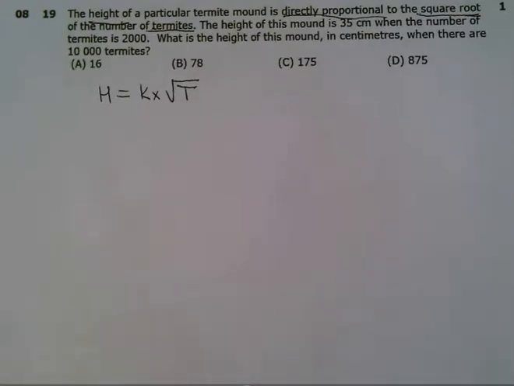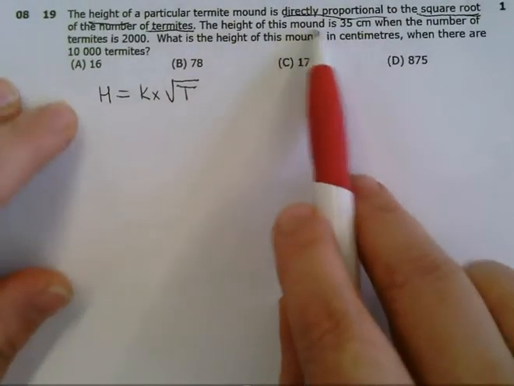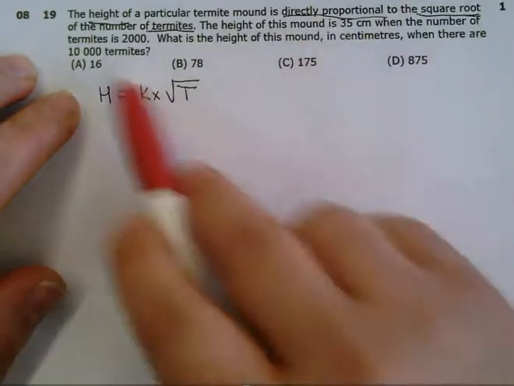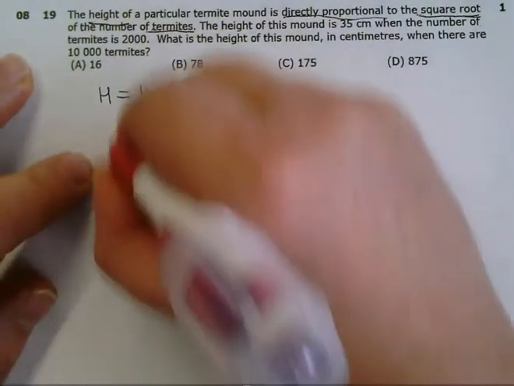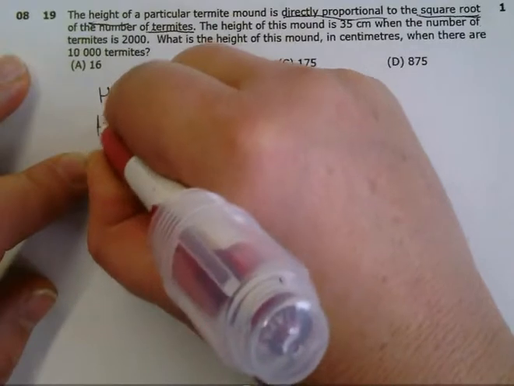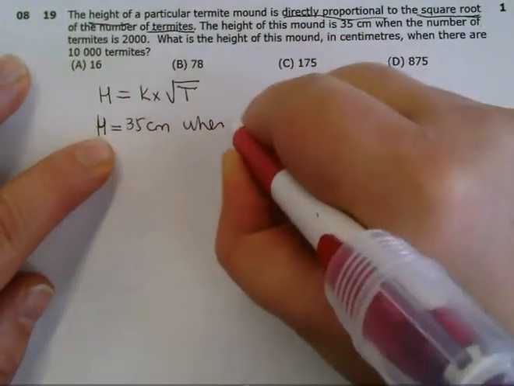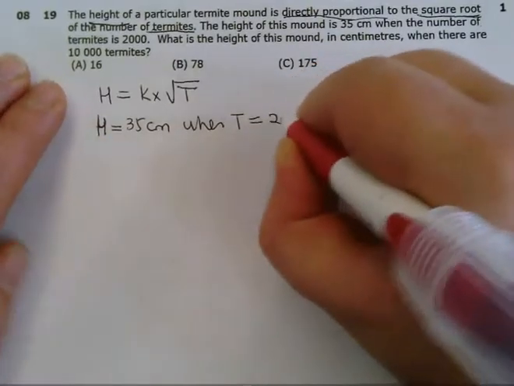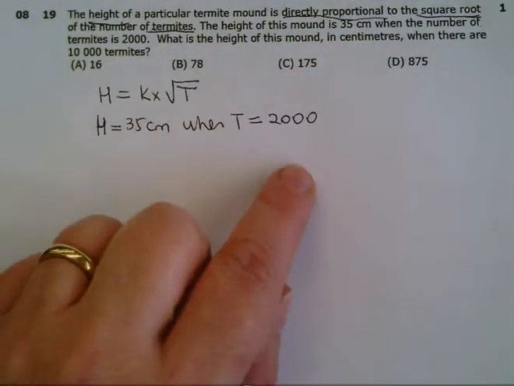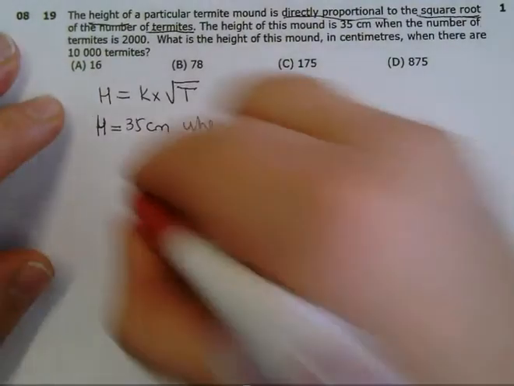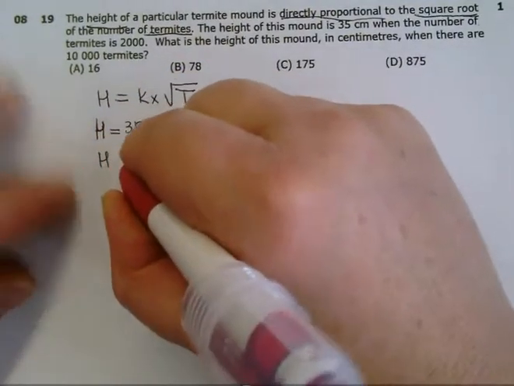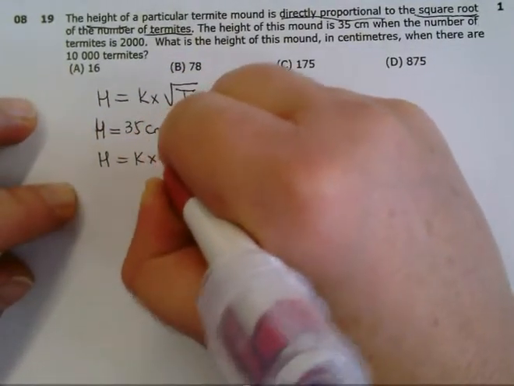This one, there's no guidance in this question. The height of this mound is 35 centimeters when the number of termites is 2,000. So H equals 35 centimeters when termites is 2,000. By knowing those details, what can I find? The K. I can find the K. So I go H equals K times square root of T.